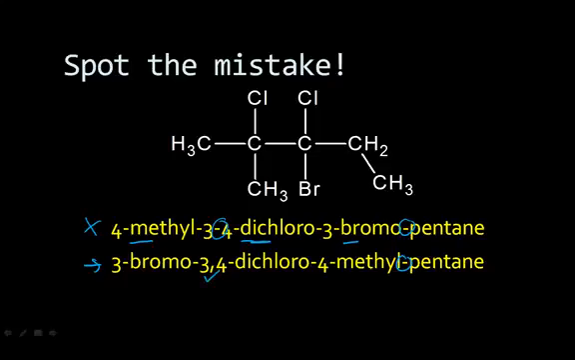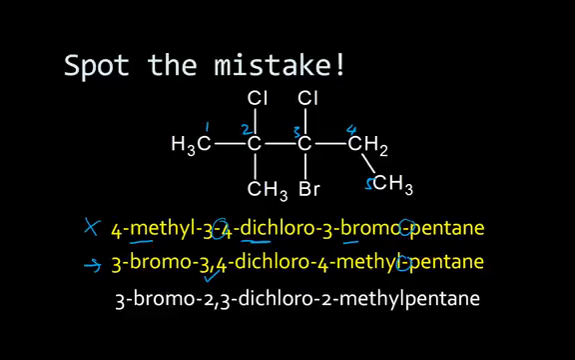And thirdly, the numbering is wrong. You should number the carbon atoms from this side, so you have your substituents on carbon number 2 and number 3. So the correct name is 3-bromo 2,3-dichloro 2-methyl pentane. Did you get that one?